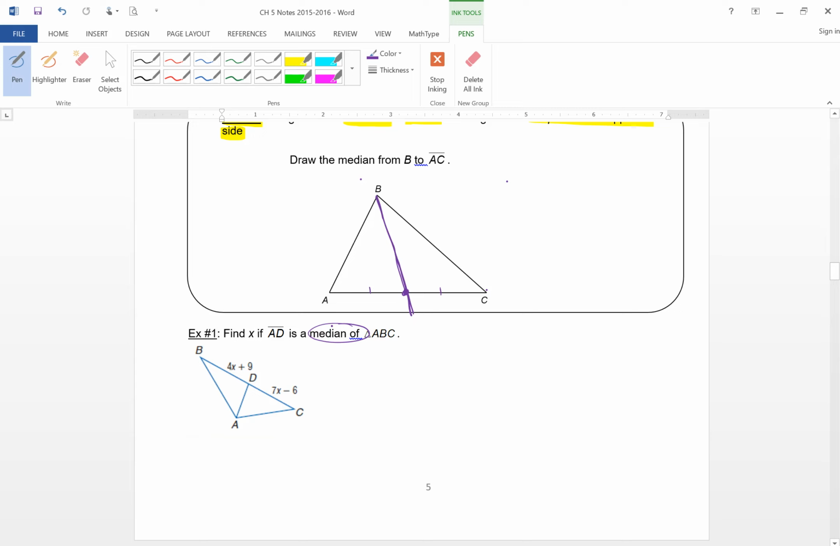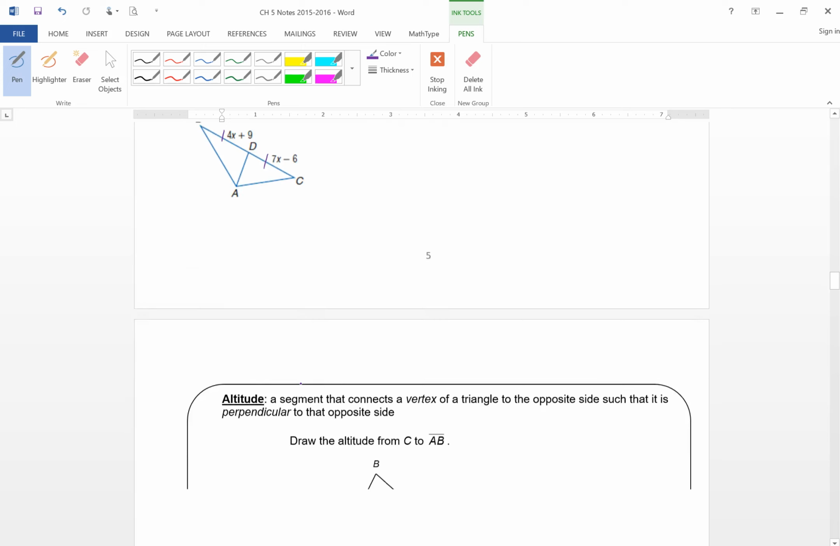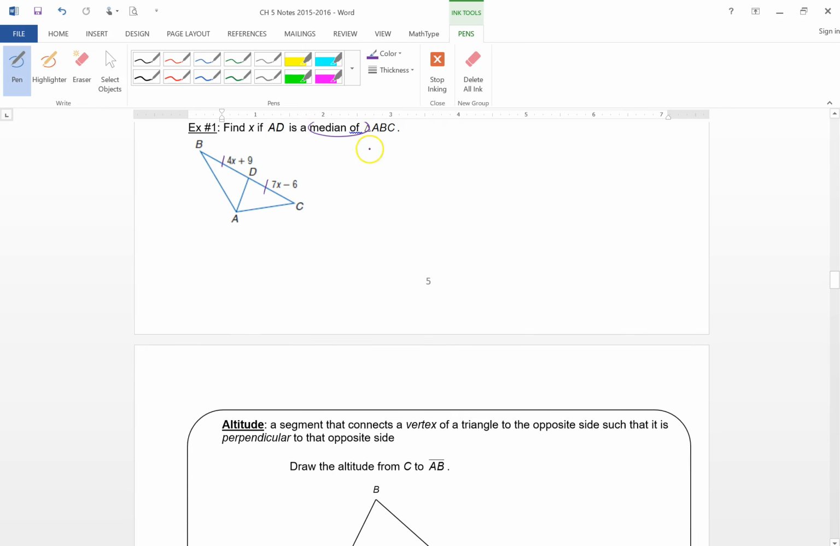Immediately you go in and you mark down what that means. Median means it passes through the midpoint, so these two are congruent to each other. Which also means that 4x plus 9 equals 7x minus 6, which means if you add 6 to both sides, this is 15, this is 3x, and x is just 5.